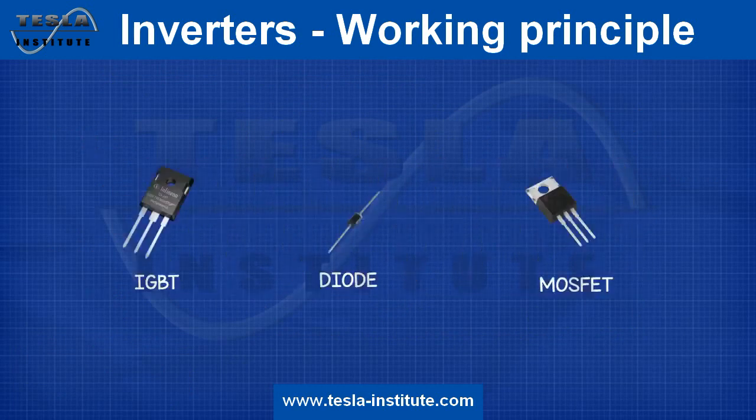So to achieve this, we'll use some special electronic components such as diodes, IGBTs, MOSFETs, etc. Now if you don't know how these components work, don't worry about that for now. We'll cover this in another video specifically for that. For now, just understand the circuits and how the current is controlled.